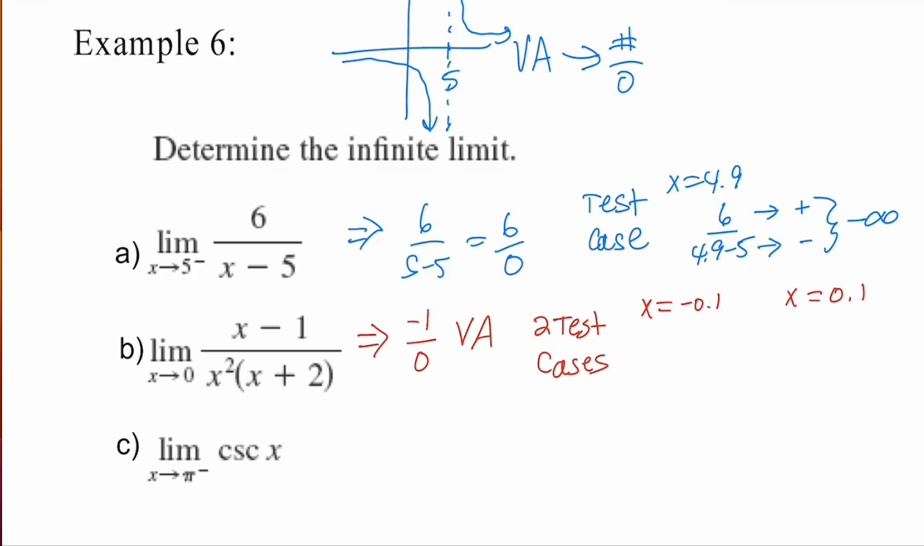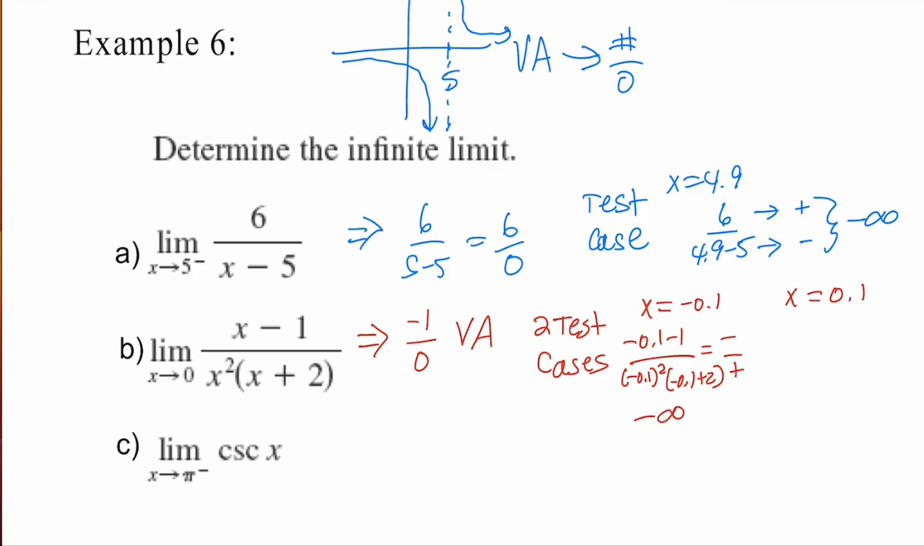Negative 0.1 minus 1 is a negative number. That's all I really care about. I don't care about the value of it. If I plug in negative 0.1 in the bottom, I get negative 0.1 squared times negative 0.1 plus 2. That is going to be a positive because the squared's a positive. Negative 0.1 plus 2 is a positive. That's a positive. A negative divided by positive is negative. So that side's going to negative infinity.